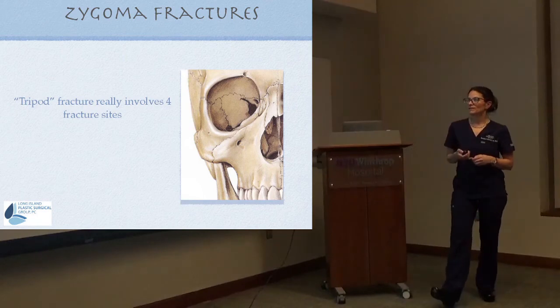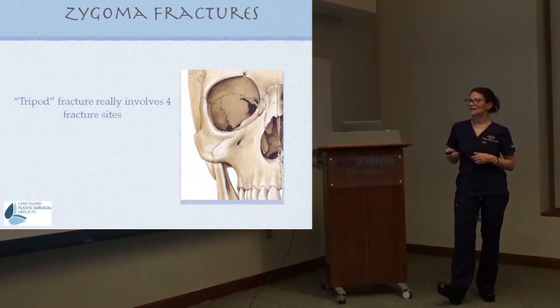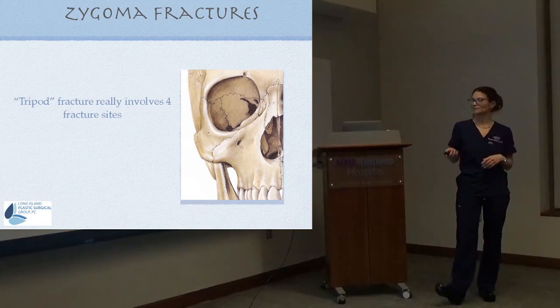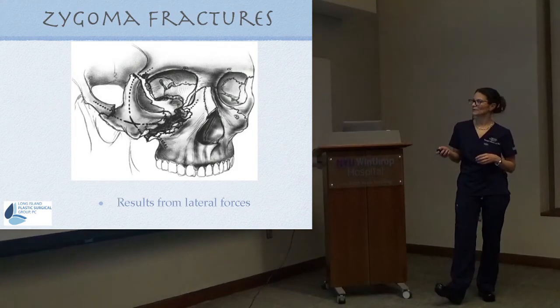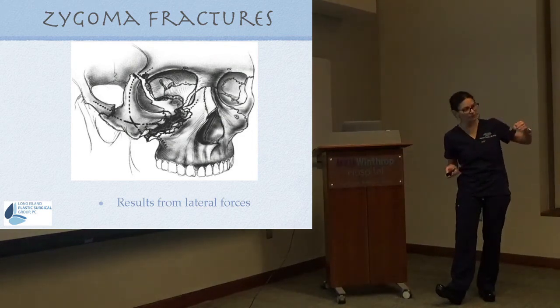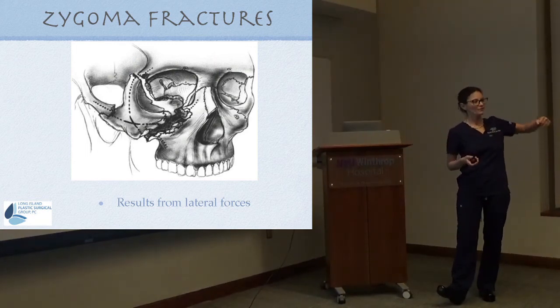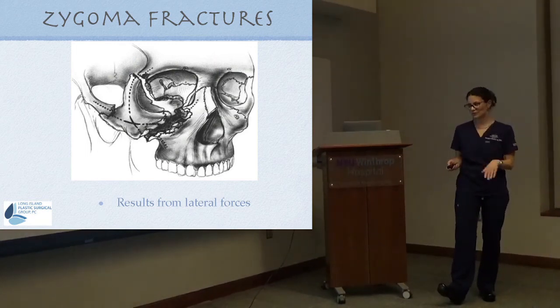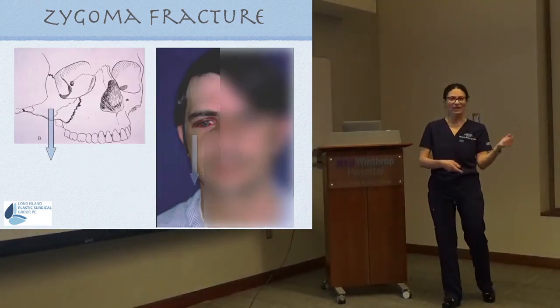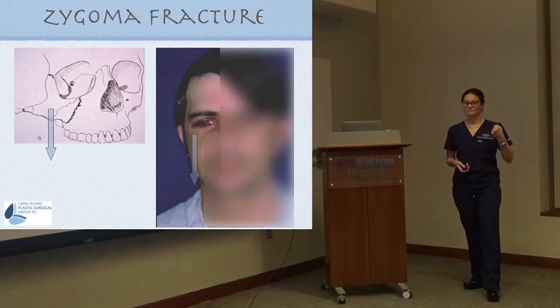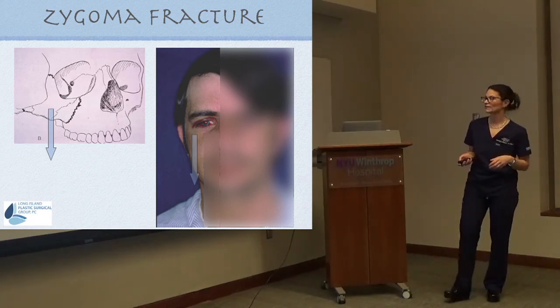Tripod fractures, so zygoma fractures, is the last thing we'll talk about. It actually involves 4 fractures, but it's called a tripod for whatever reason. So it involves fractures to the arch, the zygomaticofrontal suture, the rim, and the zygomaticomaxillary buttress. The floor is usually involved as well. It results from a lateral force. I've never seen a zygoma fracture out-fractured. It's always impacted and rotated. Always, always, always. It's either being hit with a pipe or with a bat or a ball or falling directly on the face.